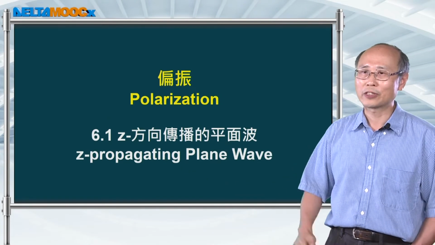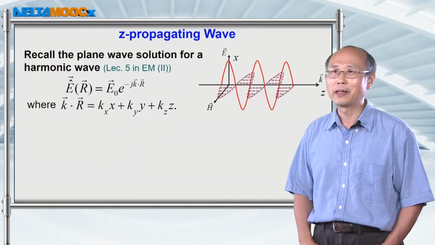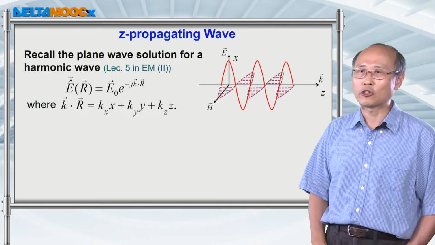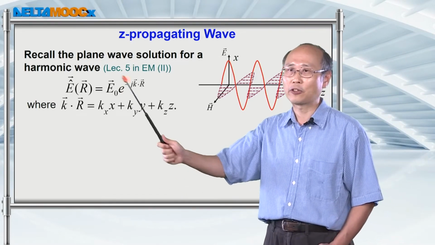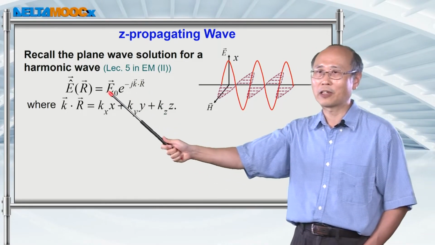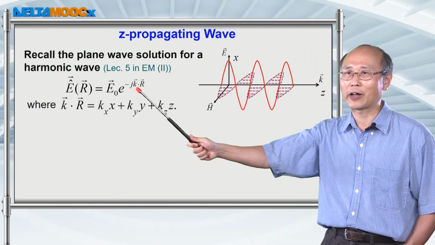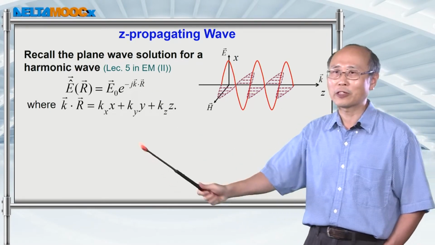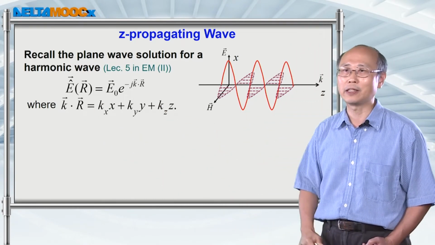So the first session, we're going to talk about z-propagating plane wave. And this means that we're going to specify the propagation of the wave vector along z direction. In the last lecture, lecture 5, we had a general solution for a plane wave. And this is the phasor, the electric field for plane wave propagating along k direction. And this r is just the general position vector. And for this general solution, the k has 3 directions, kx, ky, kz.